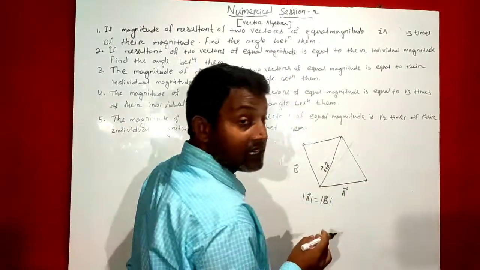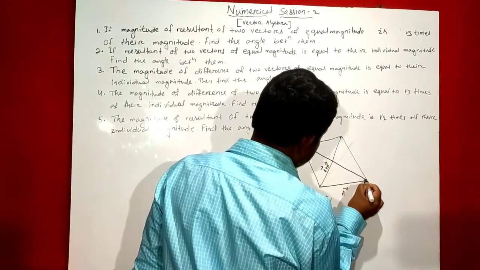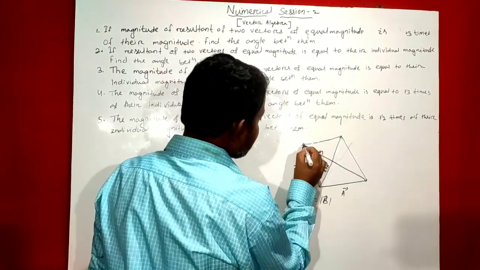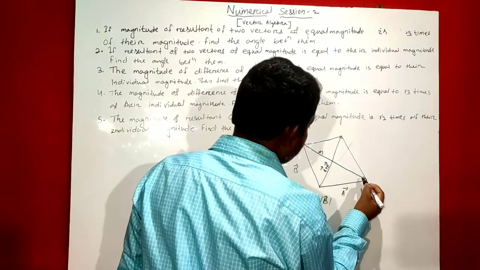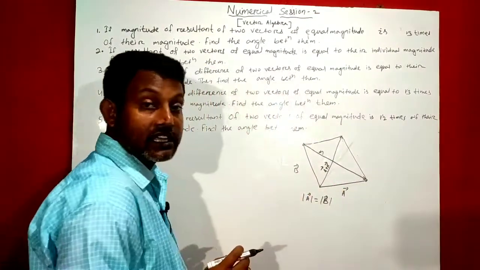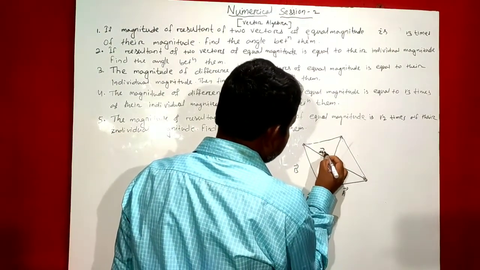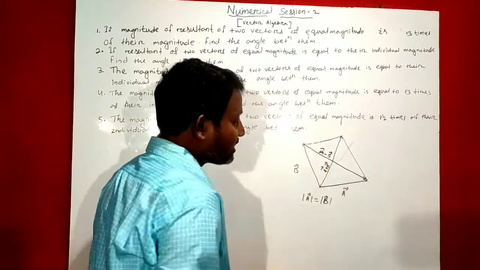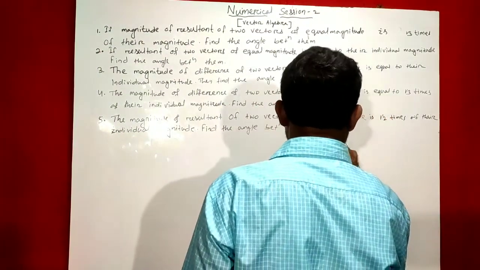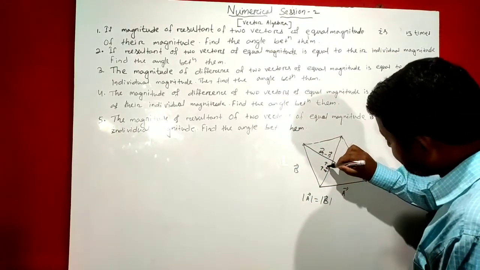This diagonal is a plus b, and this diagonal is a minus b, starting from the head of the second vector towards the head of the first vector. This diagonal is a minus b and this diagonal is a plus b.